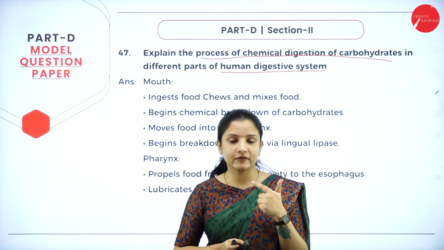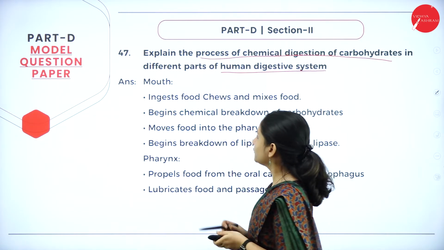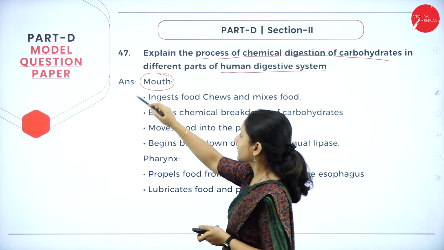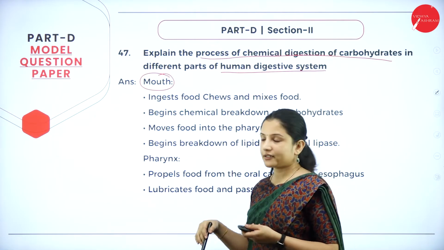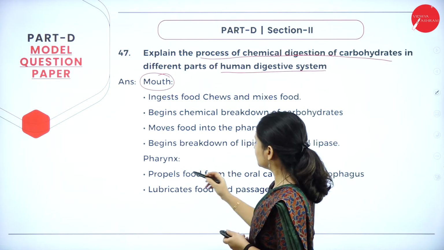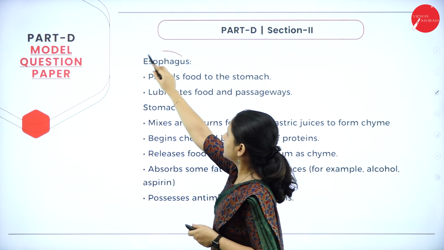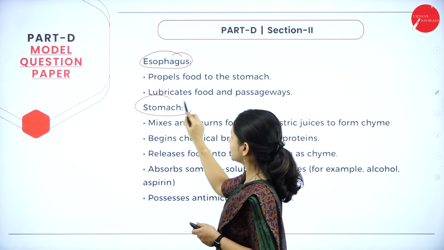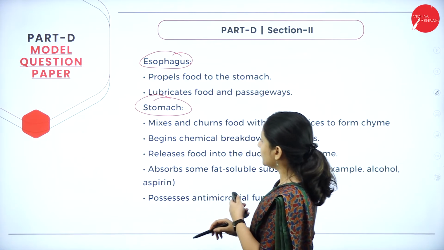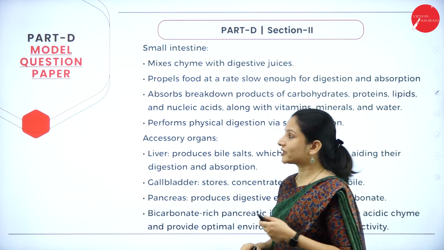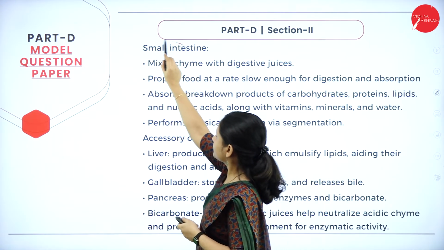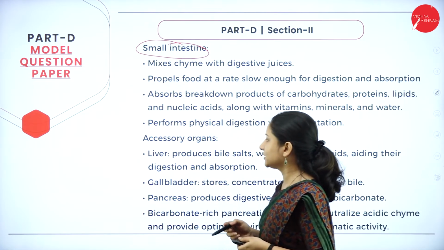From the mouth itself it will start, right? So that is why you have to write from the mouth. In mouth, how the carbohydrate digestion will take place. Next, move into the pharynx. In the pharynx, how it will occur. Then what will happen in the esophagus, what happens in the stomach. Then all that you need to write. After stomach, what is there? Small intestine. So much if you write it is enough.